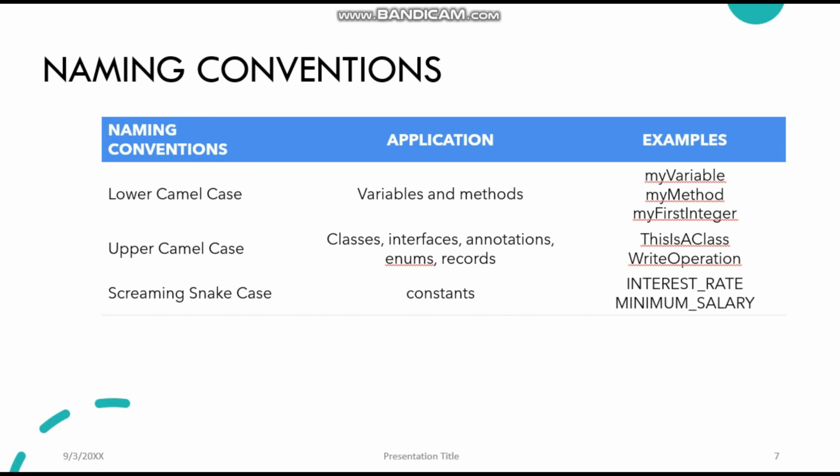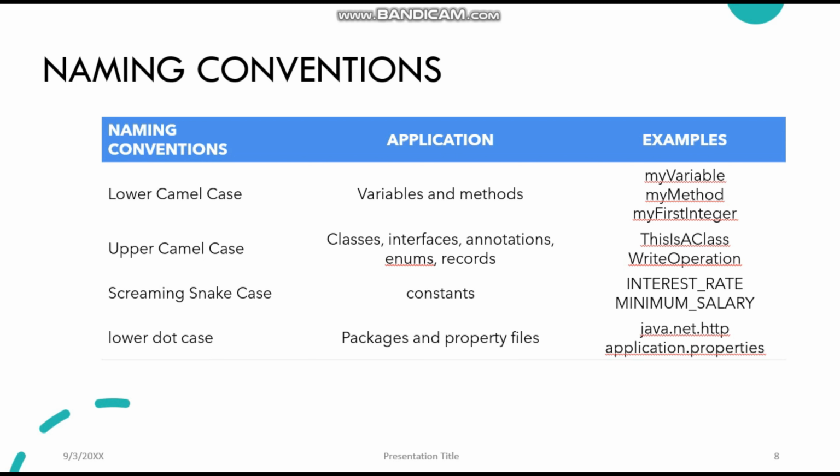What about the constants? Constants have a different way of writing. They respect the screaming snake case, which means, for example, INTEREST_RATE, they are all capital letters and there is an underscore between all subsequent words.